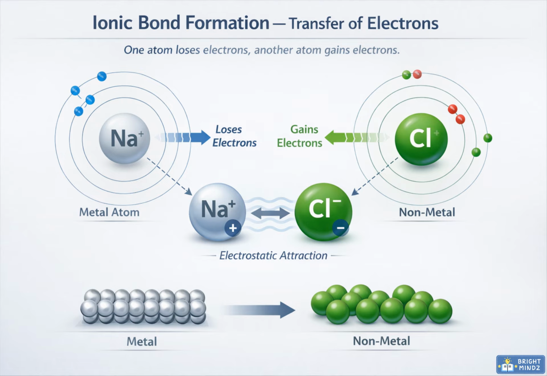Ionic bonding is based on electron transfer. A metal atom, such as sodium, has a loosely held outer electron. It loses that electron and becomes a positive ion, or cation. Na becomes Na+. A nonmetal atom, such as chlorine, accepts the electron and becomes a negative ion, or anion. Cl becomes Cl-. The bond, however, is not the transfer itself. It is the strong electrostatic attraction between opposite charges. Sodium ions and chloride ions attract, forming sodium chloride.